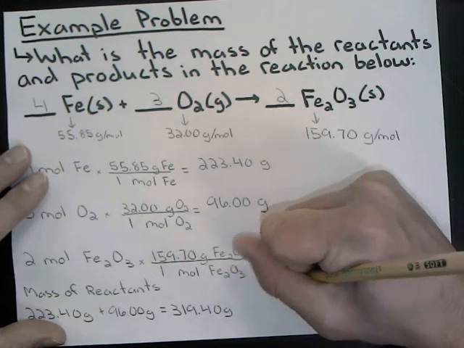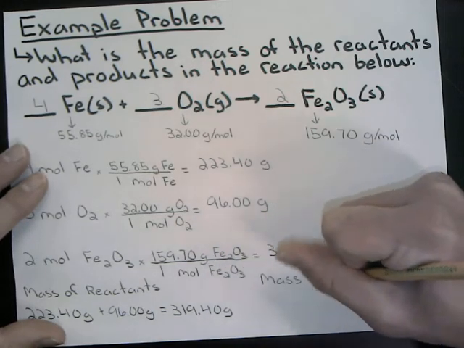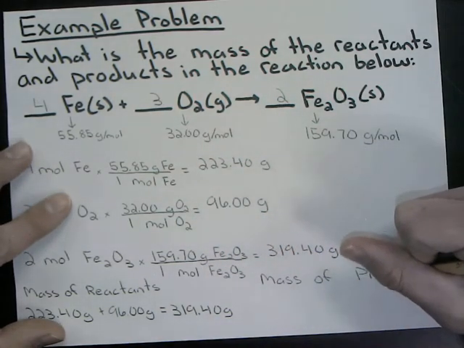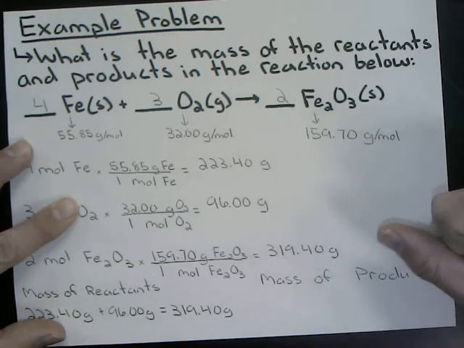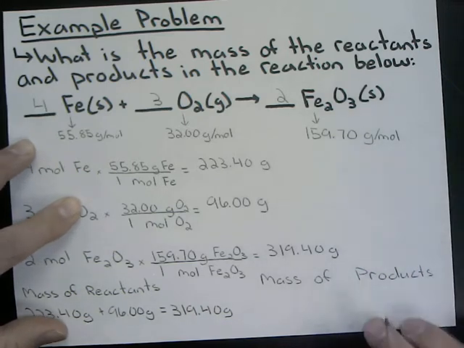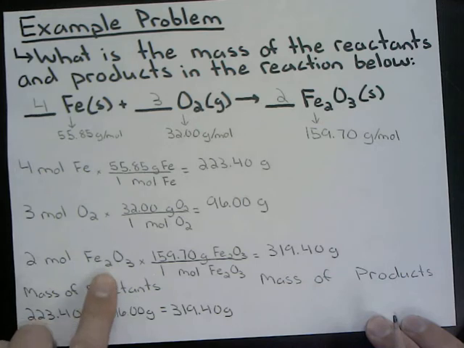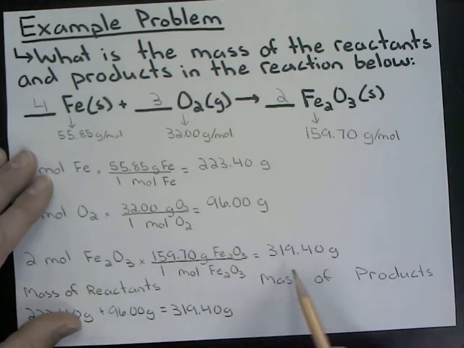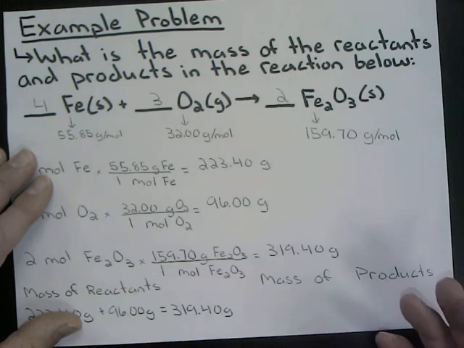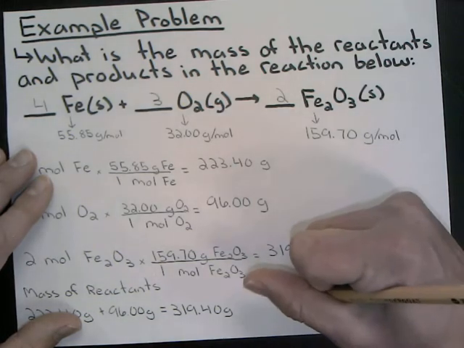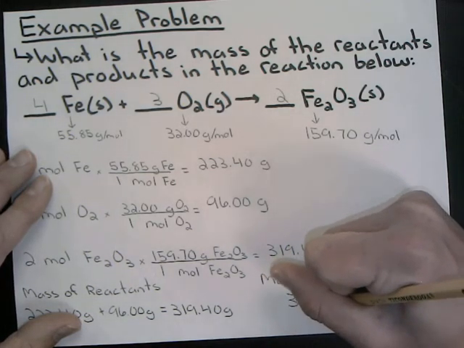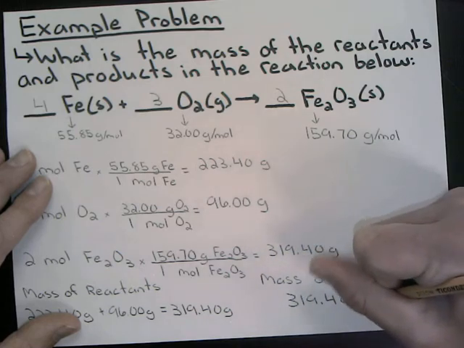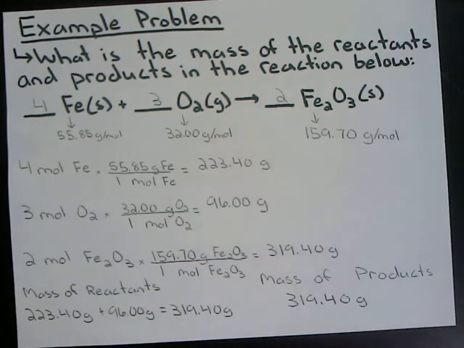The mass of the products. It's really easy because we only have one product. That one product is iron 3 oxide, or Fe2O3. So the value here, we actually don't need to do any adding. The value of the mass of the products is 319.40 grams.